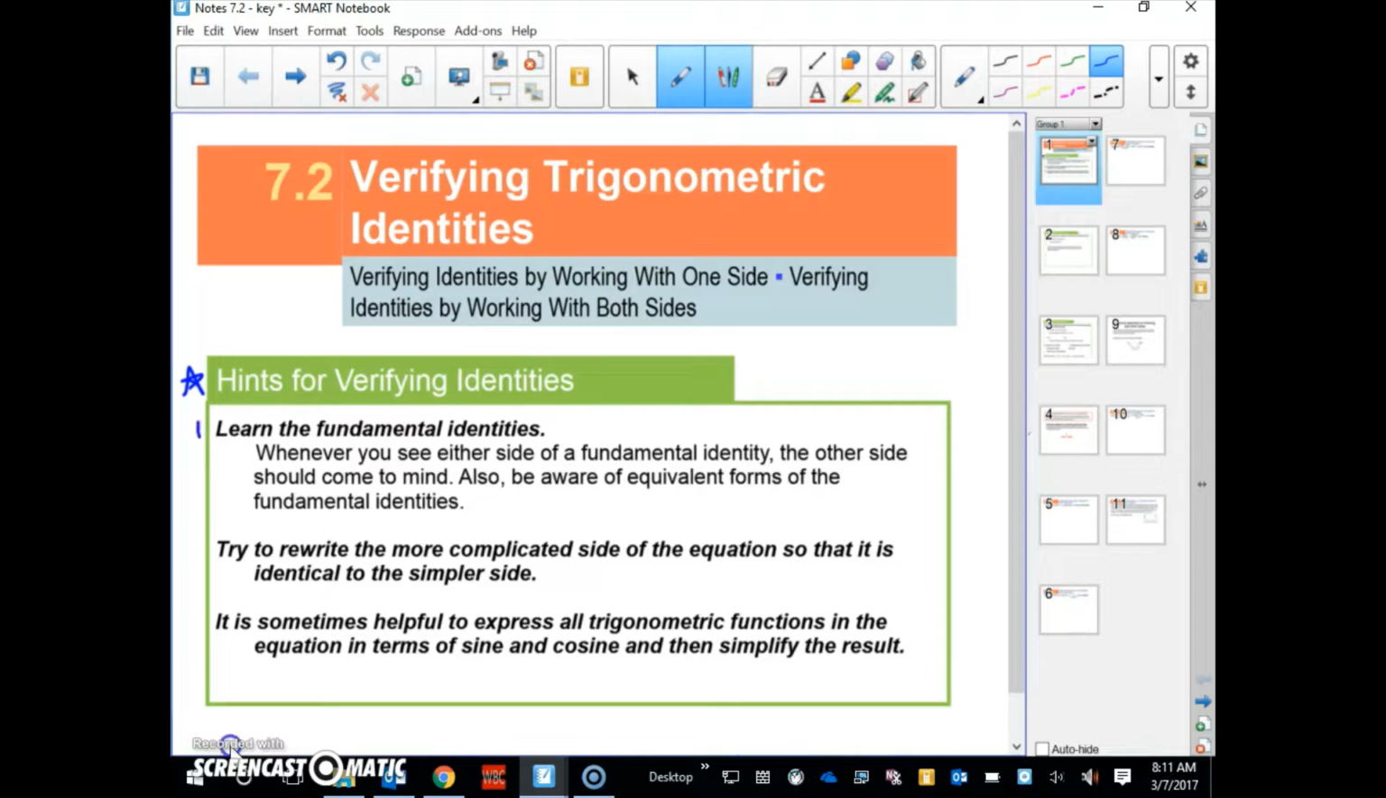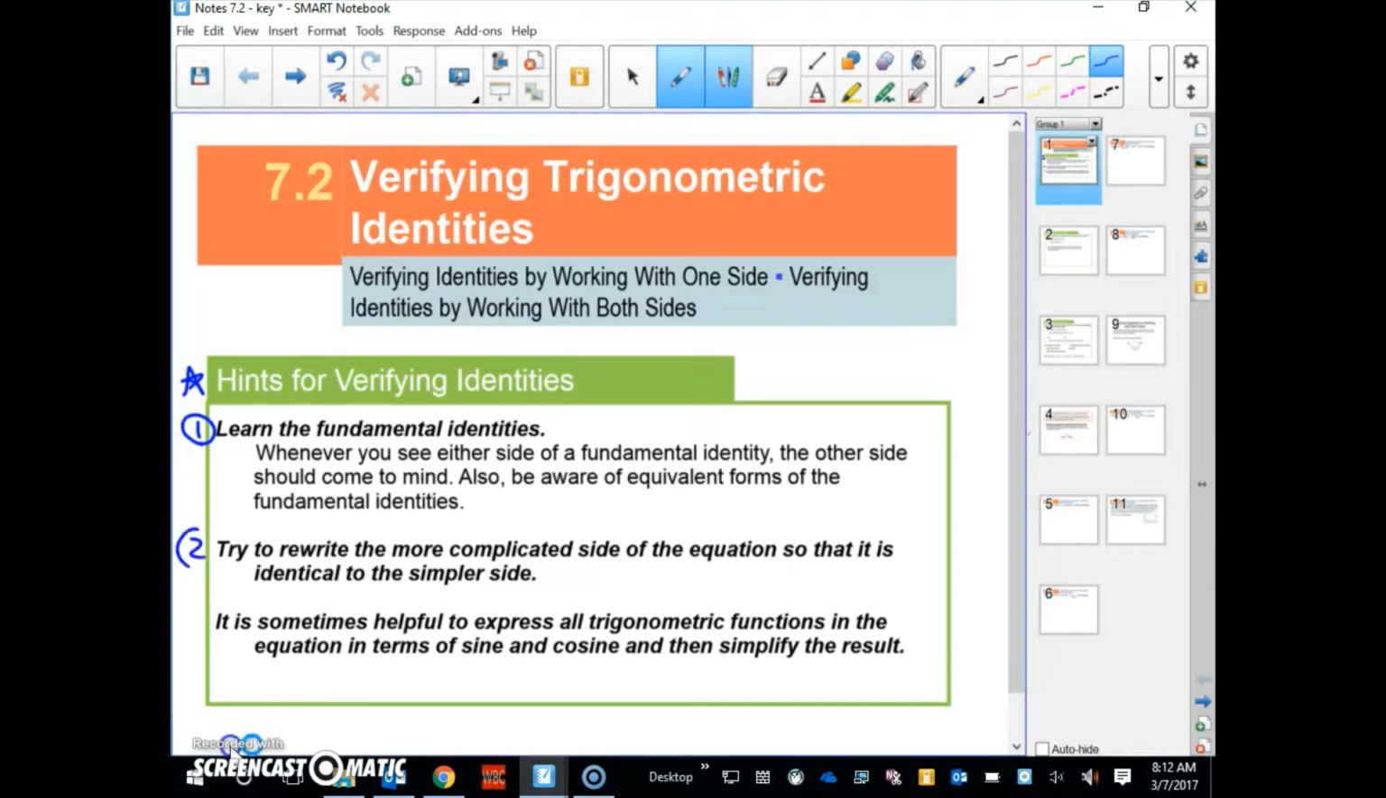Okay? Hint number 1, learn the fundamental identities. Those are the ones from 7.1. A lot of those you already know. Tangent theta equals sine theta over cosine theta. Sine squared theta plus cosine squared theta equals 1. That's an important one that maybe you didn't know. But learn those. You're going to use those over and over again.